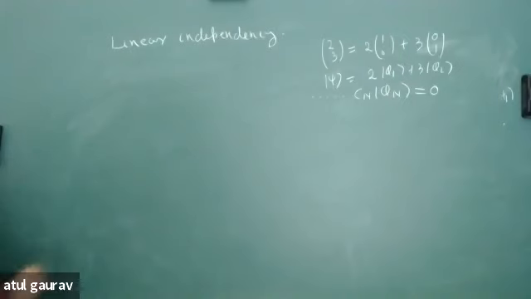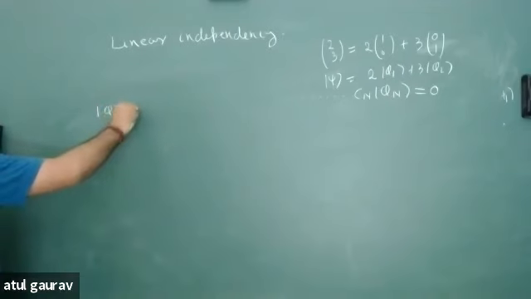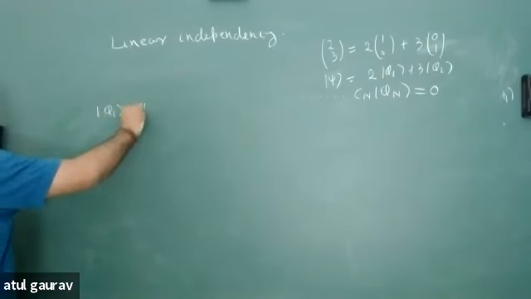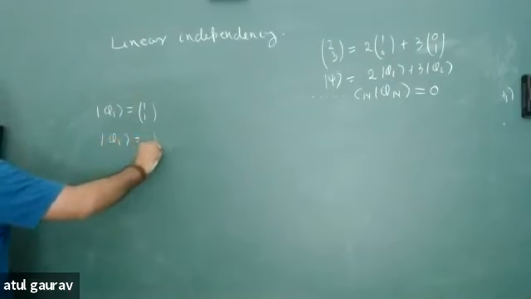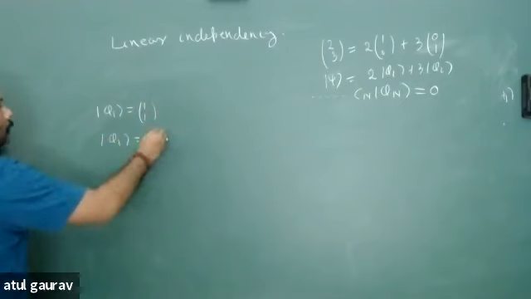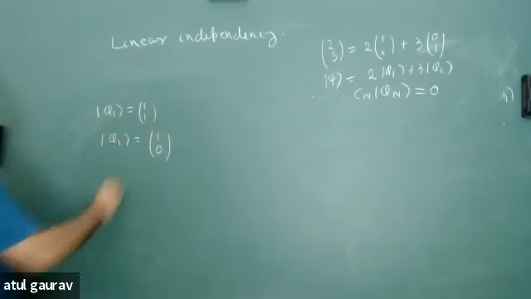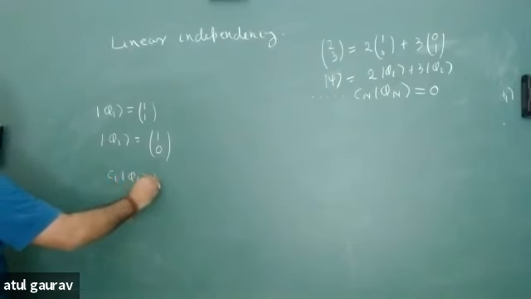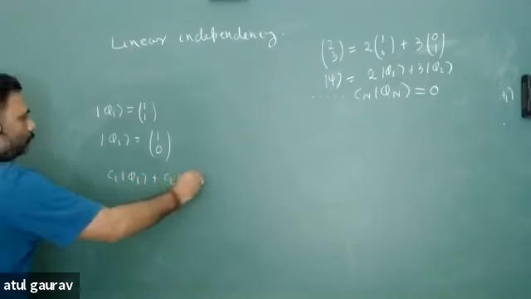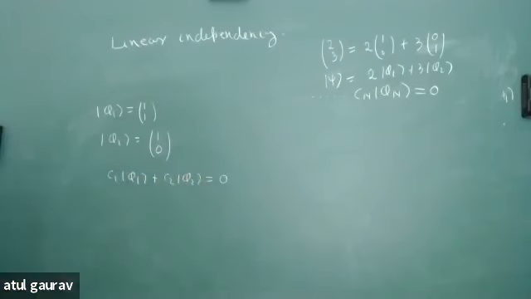Now let's go for another example. Let's say phi 1 is equal to (1, 1) and phi 2 is equal to (1, 0). Let's check whether they are linearly independent or not. So we have C1 phi 1 plus C2 phi 2 is equal to 0. I make an equation because I have to check only for two vectors.